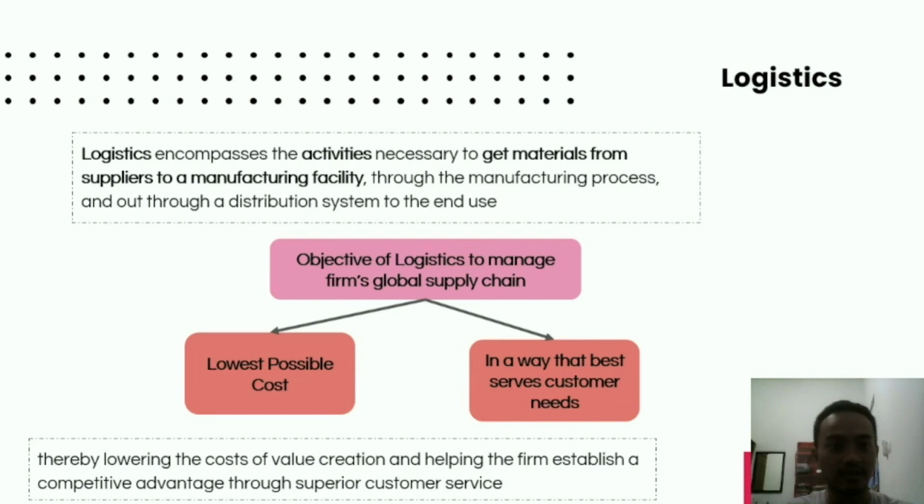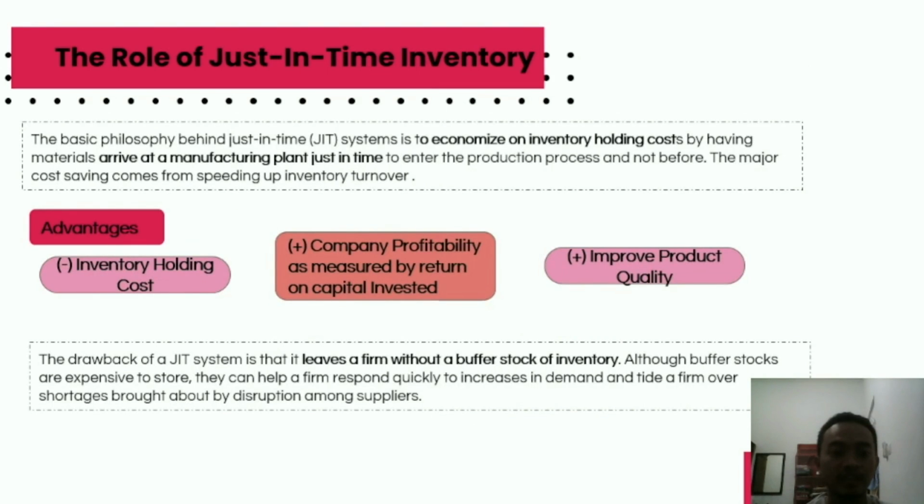The second subtopic in managing a global supply chain is the role of just-in-time inventory. Just-in-time inventory was pioneered by Japanese firms during the 1950s and 1960s. The basic philosophy behind the just-in-time system is to economize on inventory holding costs by having materials arrive at the manufacturing plant just in time to enter the production process and not before.